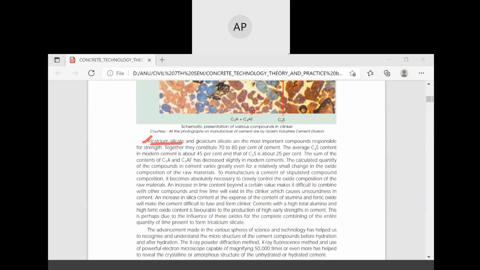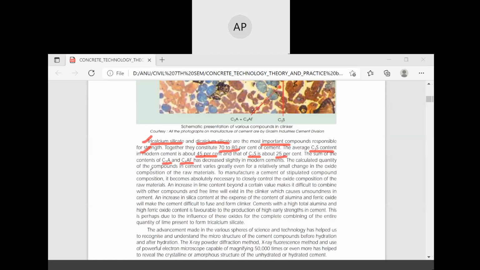Tricalcium silicate and dicalcium silicate are the most important compounds, and they are responsible for strength. Together they constitute 70 to 80% of the cement. The average C3S content in modern cement is about 45% and that of C2S is 25%. Can you see the abbreviation is used here? Okay, C2S, calcium silicate. The sum of the contents of C3A and C4AF has decreased slightly in modern cements.